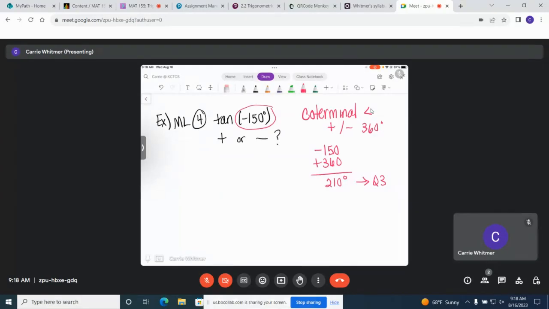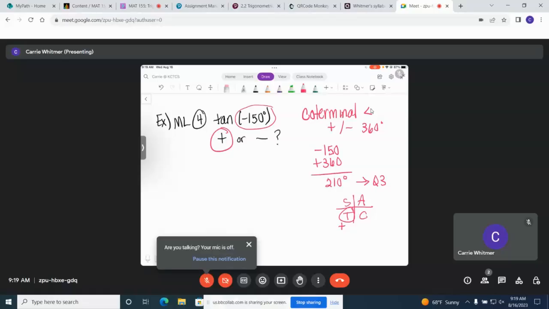So in quadrant 3, is tangent positive or negative? Well, remember, all students take calculus. In quadrant 3, tangent is positive. So I would answer that one as positive, and I say that it's because it's in quadrant 3.